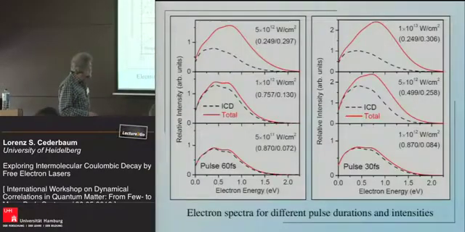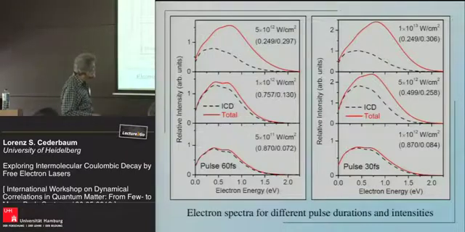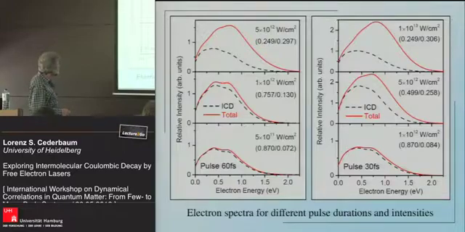Now, here you see the electron spectra at different pulse duration and intensities. So we have two pulses. I think here this was 60 femtosecond and this 30, and different peak intensities. But let's concentrate on one. You cannot follow all the details so fast, of course.